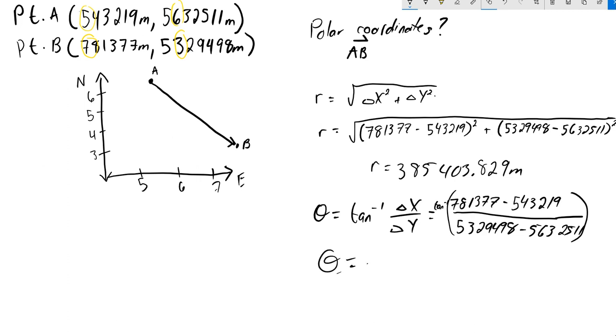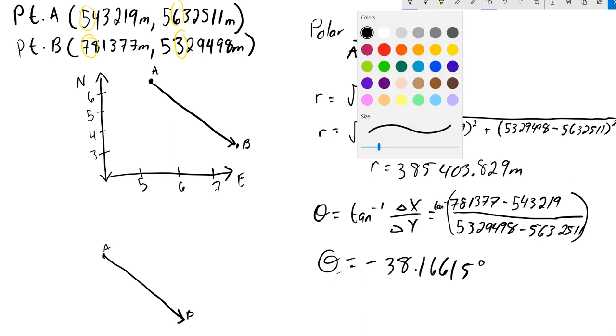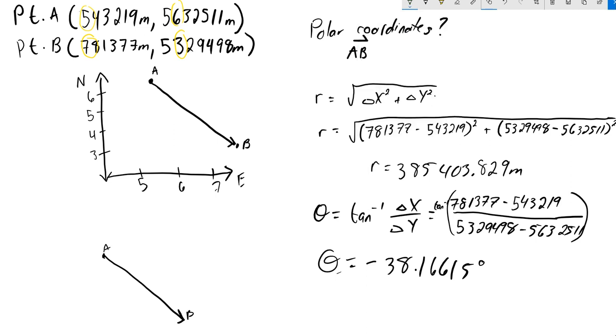And theta equals negative 38.16615 degrees. Negative. Well, we don't like working in negative angles because that makes it really confusing. But why did it become negative? So what I'm going to do is I'm going to take my A to B. So I have A going down to B, B and A. And then I'm going to draw a little coordinate system on A. Okay, so we have this, and A is going to be my origin.